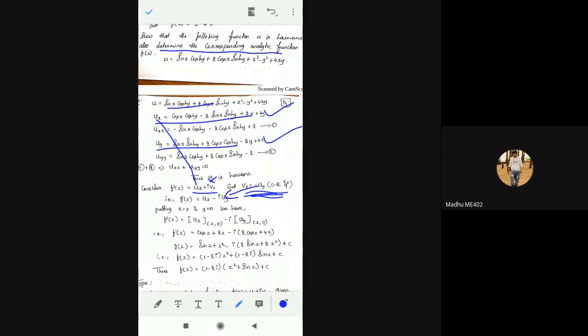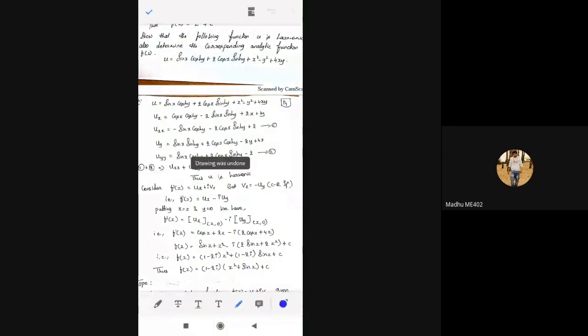Now you know both the values, correct? The ux value you know, and the uy value you know. You substituted there. And now, by substituting these ux and uy values in f dash of z, replace x by z and y by 0. We have done so many problems with the same method. So when you replace x as z and y as 0, what are you going to get?